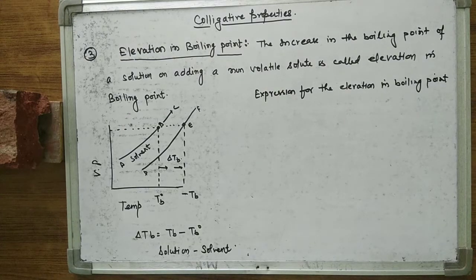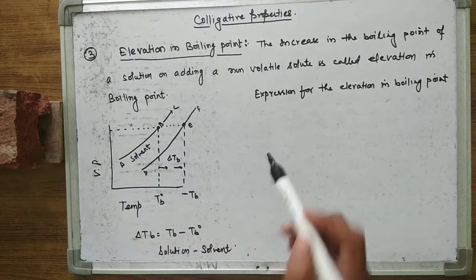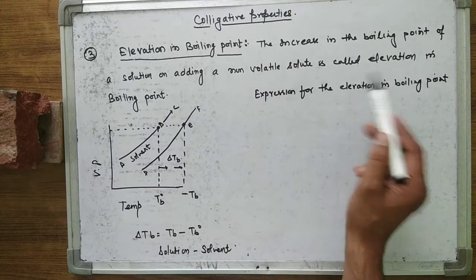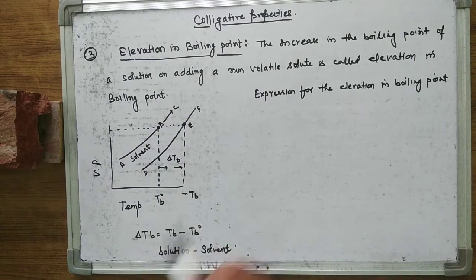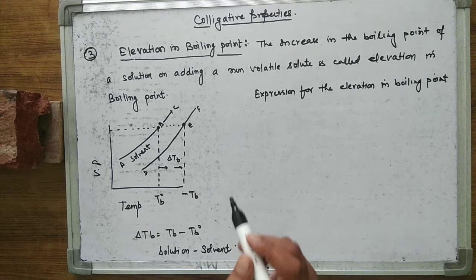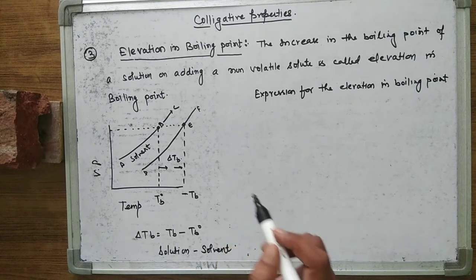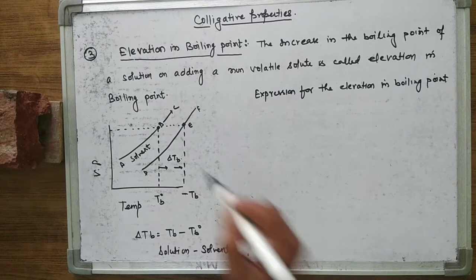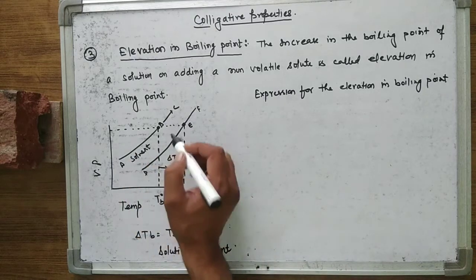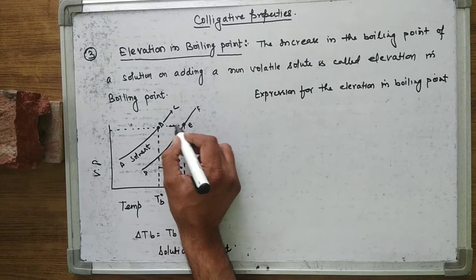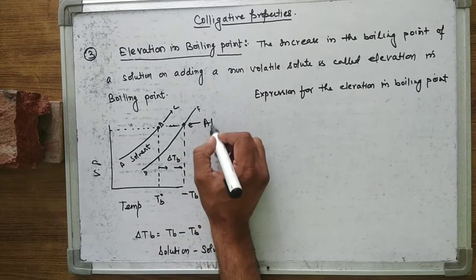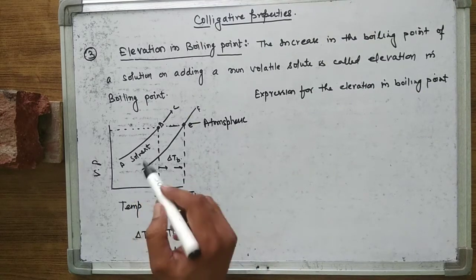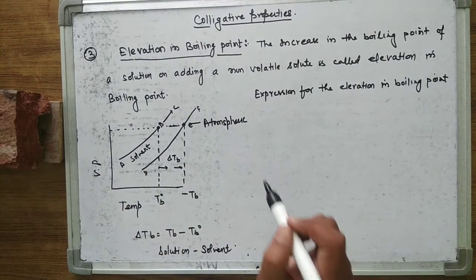First, what do you mean by elevation? Elevation means increase in boiling point of the solution on adding a non-volatile solute, and it is called elevation in boiling point. First you must know what boiling point is. Boiling point of a liquid is the temperature at which vapor pressure of the liquid becomes equal to the atmospheric pressure.